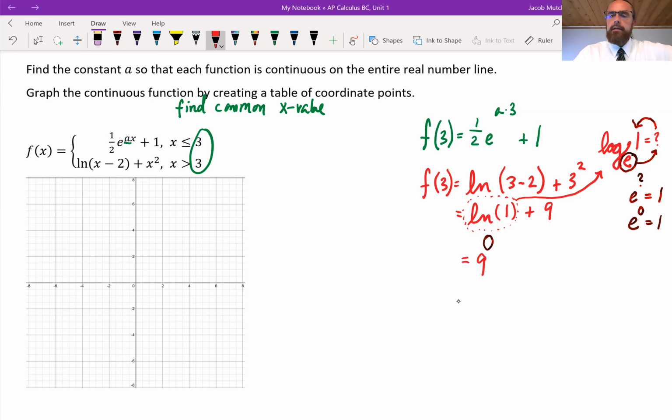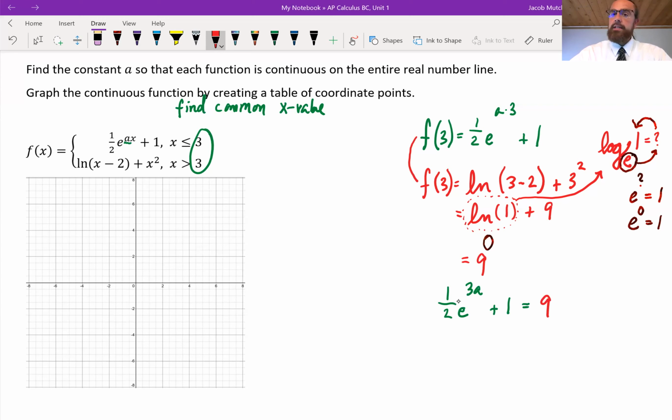Well, with that simplified version, what I'm going to note now, just like we did in previous examples, is that those x values were equal. For our function, the piecewise function, to be continuous, we have to have our y values equal as well. So what I'm going to do is take the right sides and set them equal. So we're going to set 1/2 e to the power of 3a, I just switched those around for convention's sake, equals 9.